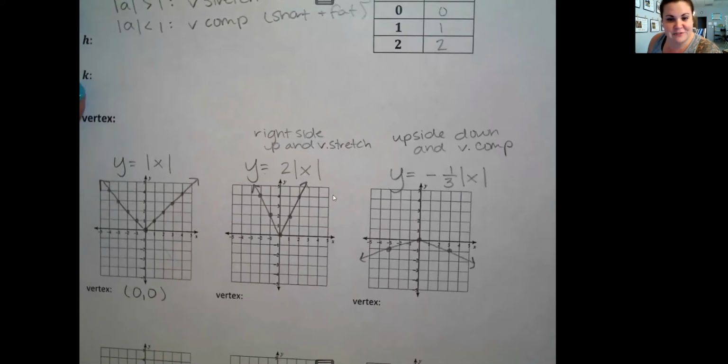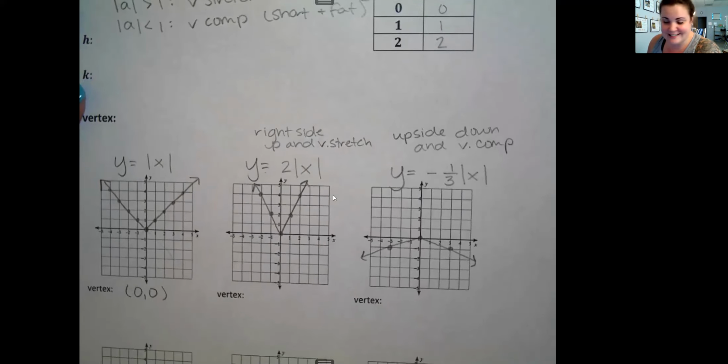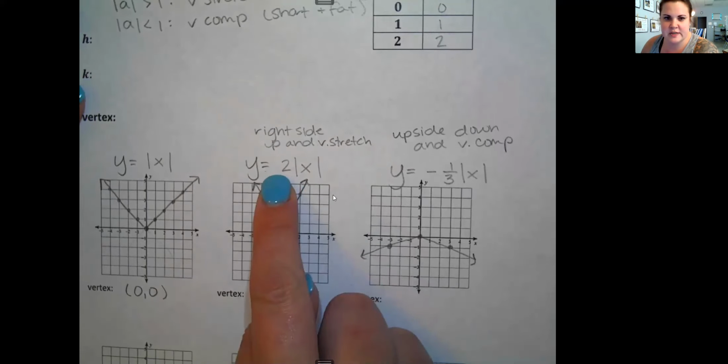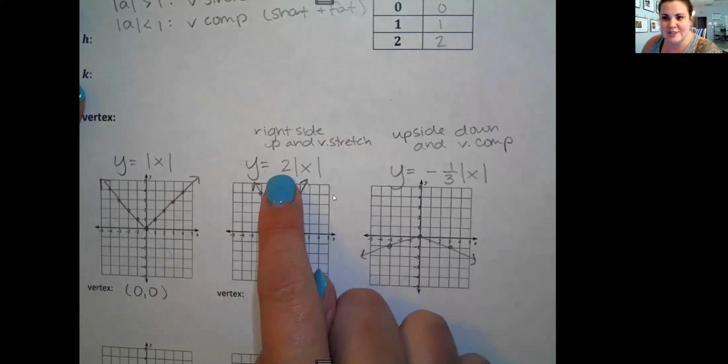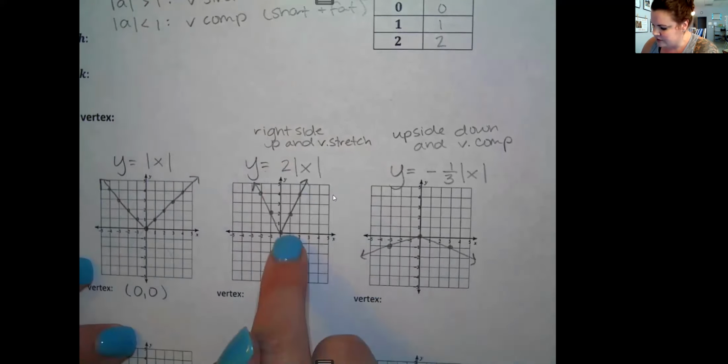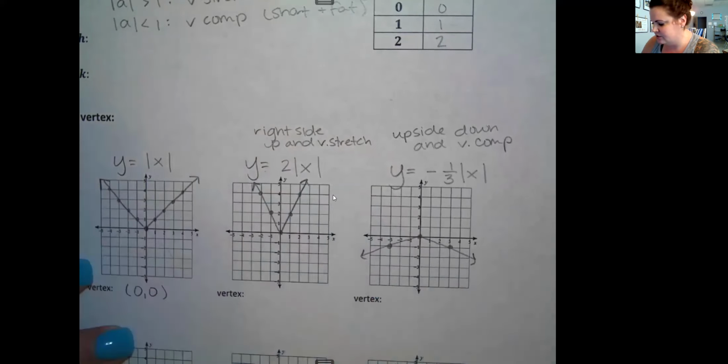All right, so if you didn't know what to do there and you just want to copy what I did, that's totally fine. So here's my right side up. I can tell that it's right side up because it's positive in the front. It's a vertical stretch because the size of the number 2 is bigger than 1. That's what makes it a stretch. And so from the vertex, it goes over 1 up 2, over 1 up 2. So that's how I'm seeing that stretch in there.